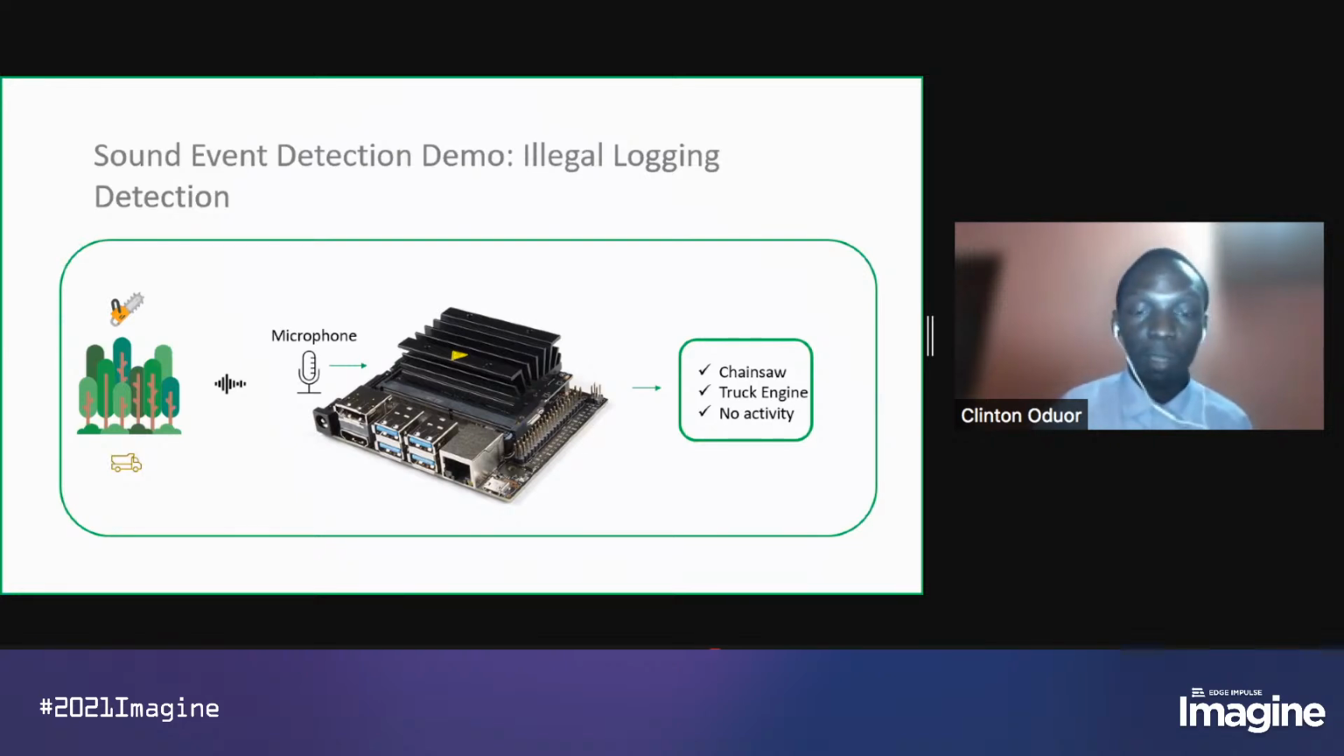And for this particular demo, we are going to deal with a sound recognition problem, whereby you're going to detect chainsaw audio from the forest. As you know, a forest usually has a lot of background sounds, which usually include the sound of waterfalls, a lot of birds and animals, and also some trucks that may pass by, which may be carrying logs that have been cut illegally.